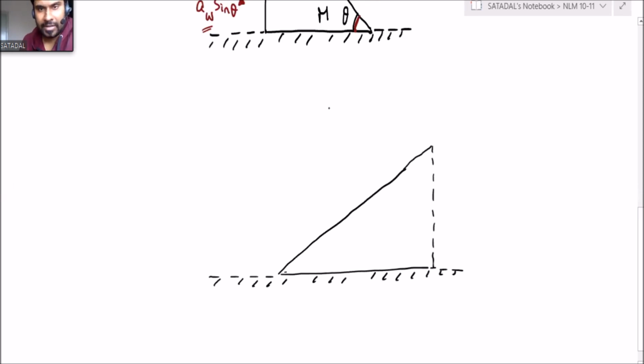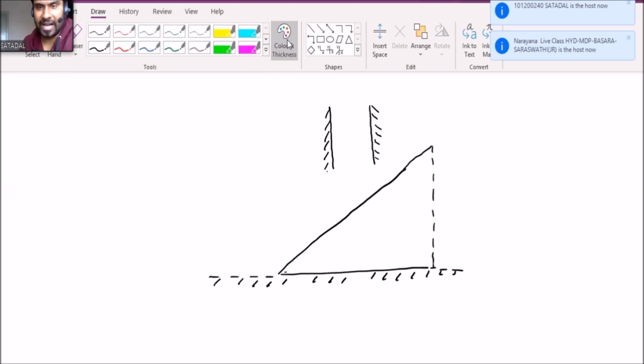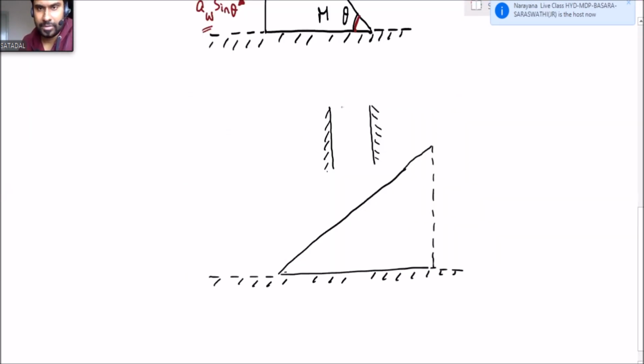Right. There is a guided wall like this. Through that guided wall, a rod is sliding down like this. You can see the front face of the rod is parallel to the wedge surface. Can you check it out?